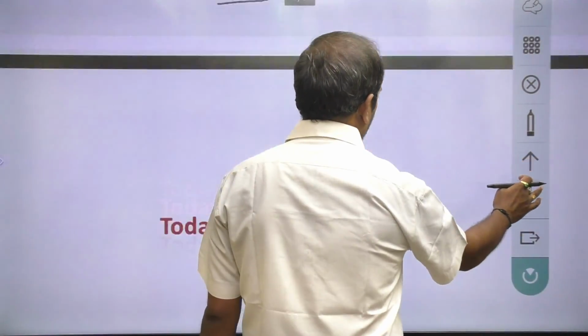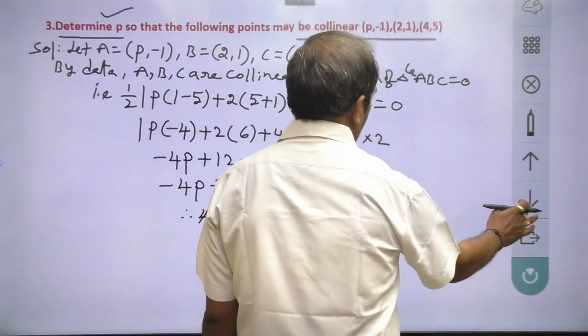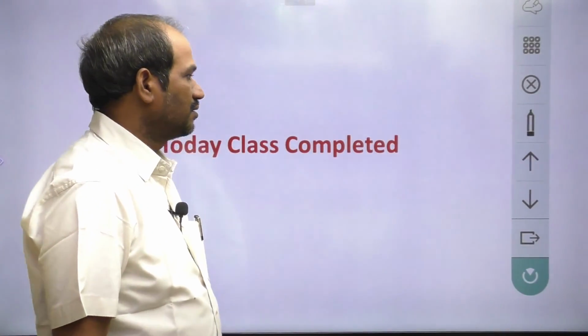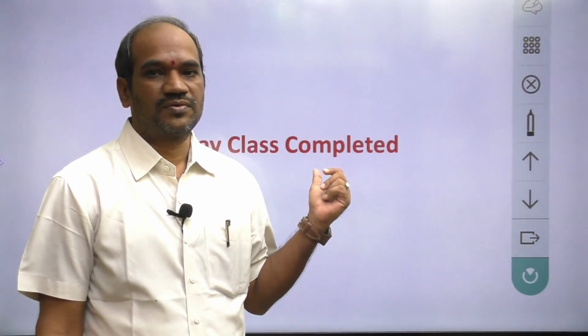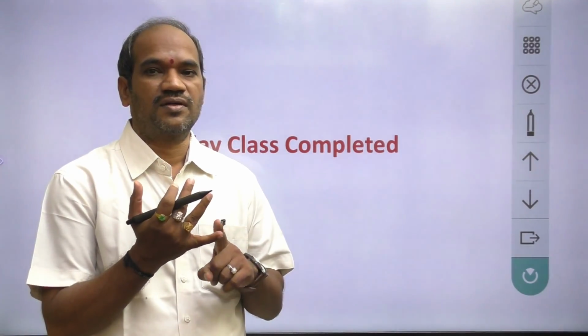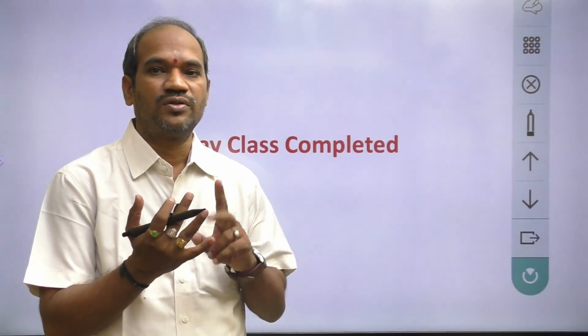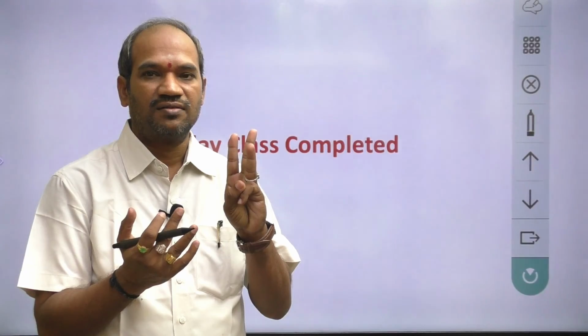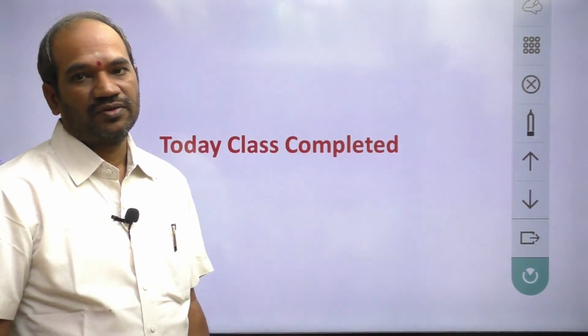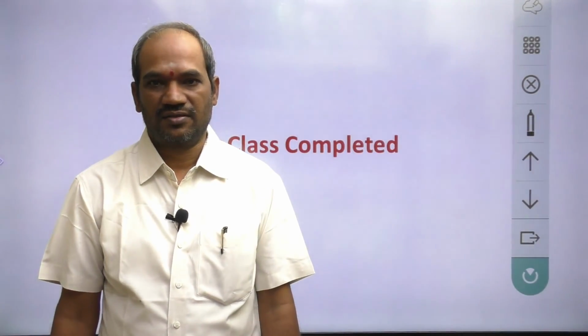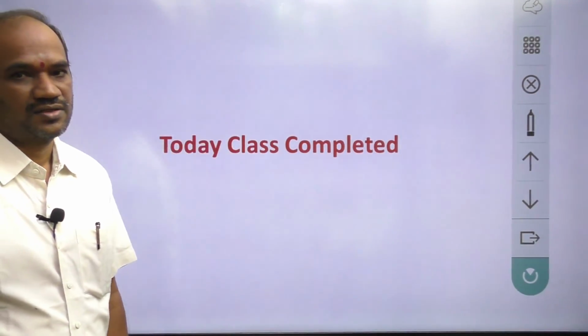Today's class is complete. Practice today's problems one more time. First practice the formulas, the area of the triangle formula. Next, note the 3 points, that formula, plus today's problems. Practice all the problems one more time. Right, today's class is finished.